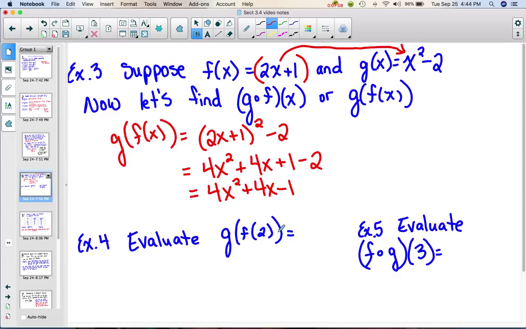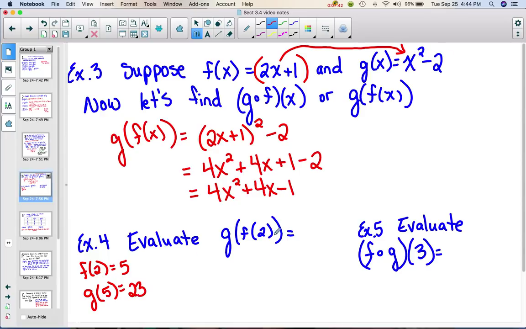Now sometimes you're just asked to evaluate not g of f of x, but g of f of 2. What that's telling me to do is plug a 2 into function f and get an answer. When you get that answer, plug it into function g and get your final answer. So that's one way. So if I do f of 2 and plug that in up here, I'm going to get 5. And then I'm going to take that answer and plug it into g. So if I take g of 5, then 5 squared is 25 minus 2 is 23.